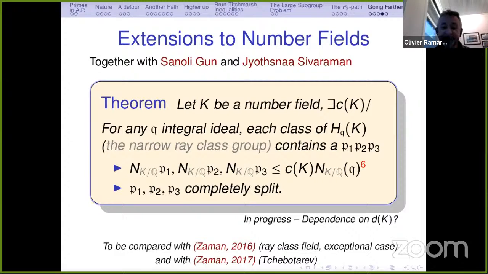In the number field case, this result is much better than the exponent you get when you take only one prime, which must be something like 40. So this 6 is much smaller, and I think that we are going to get an even smaller exponent soon. But well, we have things to do, and the proof will come.